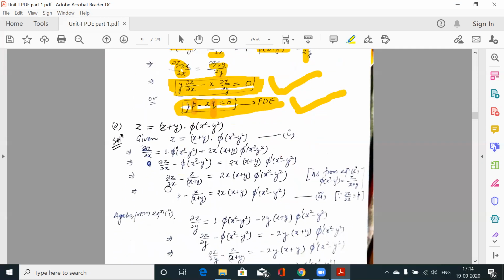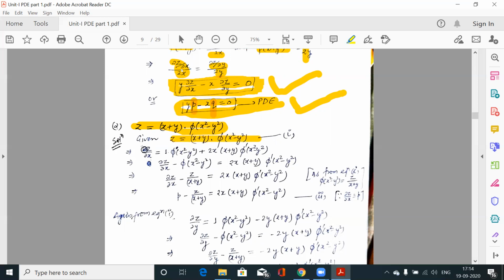Next question, this is z is equal to x plus y times phi of x square minus y square. In this case our arbitrary function is this phi. By eliminating this phi we have to generate a partial differential equation. Because it includes a single arbitrary function, first we try to eliminate it from the first order derivatives. So this is our given equation.